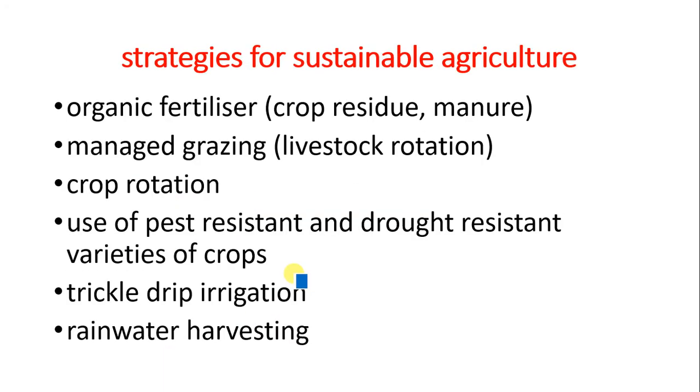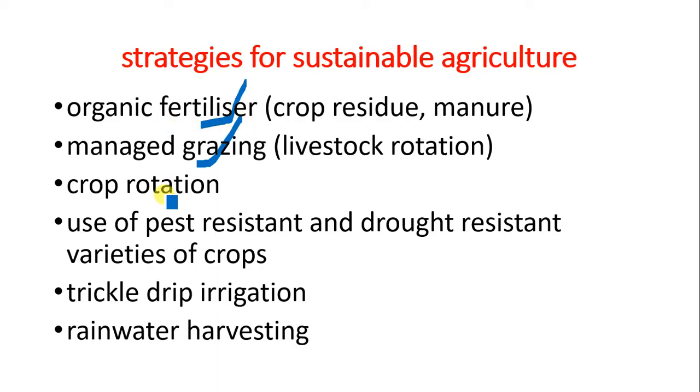Now, strategies used by farmers for sustainable agriculture. First is organic fertilizers. If you don't understand what this means, you can check part 2 of the video. Organic fertilizers should be added to the soil. Crop residues and manures are examples. Manage grazing, livestock rotation, to help manage the way in which they feed on the vegetation, so they will not lead to deforestation or further lack of vegetation within the area that will eventually lead to soil erosion.